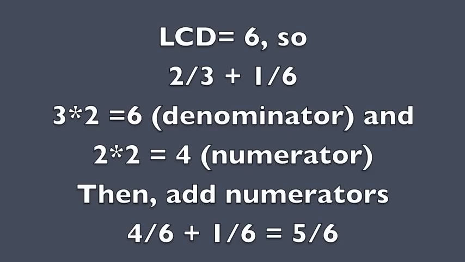So based on that logic, you should multiply the denominator 3 by 2, giving you 6. And the numerator 2 should be multiplied by 2 as well, because it keeps the fraction equivalent to its simplified form, giving you 4/6 plus 1/6, which is 5/6.